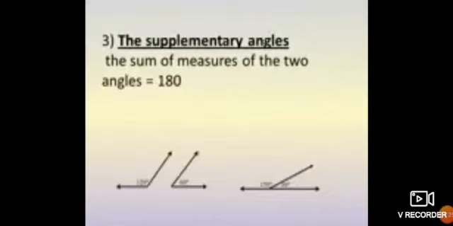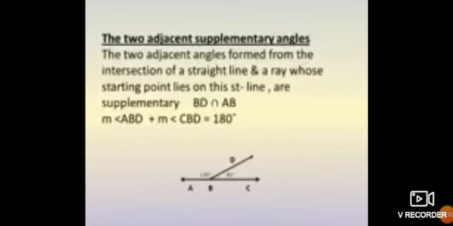The sum of the measures of two supplementary angles equals 180. Look at the right side. You find this angle equals 30 degrees and the other 150. The outer sides are forming a straight line. These are adjacent supplementary angles. But on the left side, they are supplementary angles but non-adjacent supplementary angles whose measures equal 180. Look at this 30 and 150.